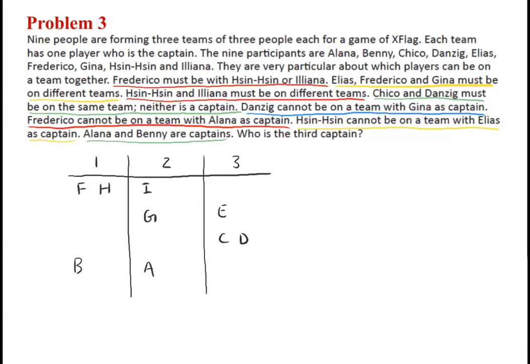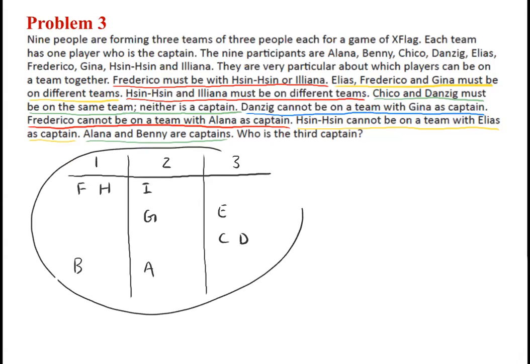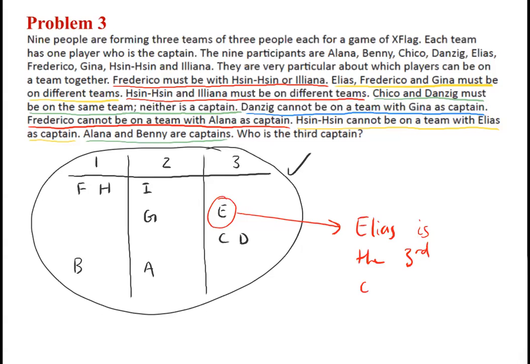So let's just check this condition real quick. Shinshin cannot be on a team with Elias as captain. Yes, that is satisfied. So this is a good scenario where all the conditions are satisfied. And that means that Elias is going to be our third captain. And that is your answer.